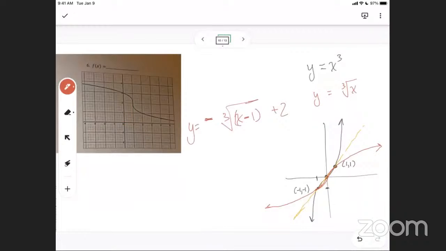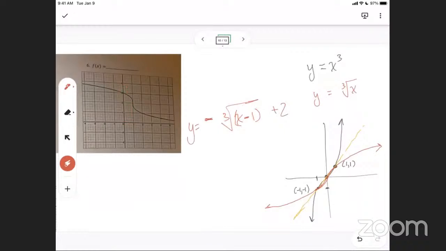Make sense? Yeah. And then how can you check it? Remember what I told you always to check it? Take some points you can see. Do you see this point? 0, 3. Yeah. So if I plug in 0, I better get 3. What's 0 minus 1? -1. What's the cube root of -1? Still -1. Okay. And then what's negative -1? 1. What's +1 plus 2? 3. There you go.